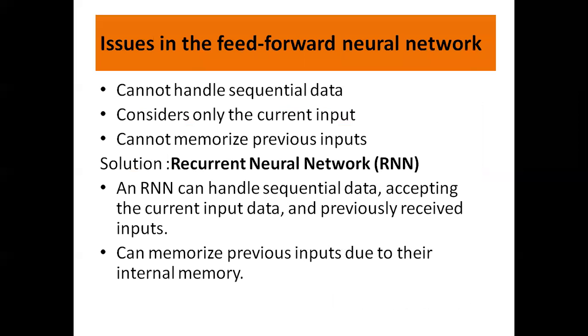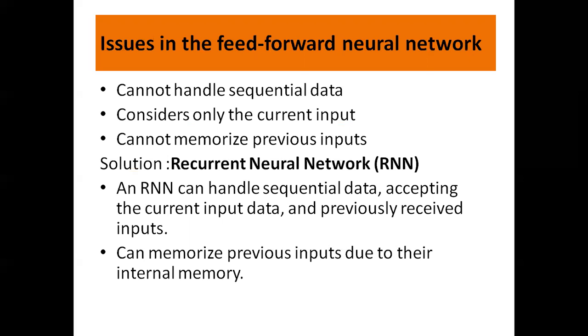Now, when we talk about feed forward neural network, we already studied in the previous lectures the issues in feed forward neural network. Why are we going for recurrent neural network? As per the examples we discussed in the beginning, it is to process sequential data. What were the issues with feed forward? It cannot handle sequential data. As in the example of XOR, a single input is given and then the output is predicted. It considers only the current input, cannot memorize previous inputs, and does not have any memory associated with it, so it cannot remember what the previous input was.